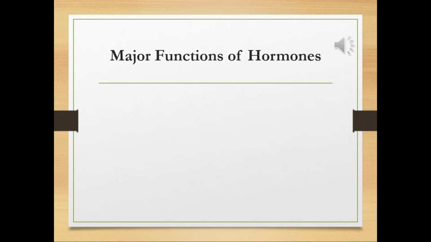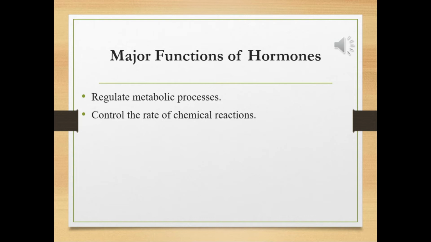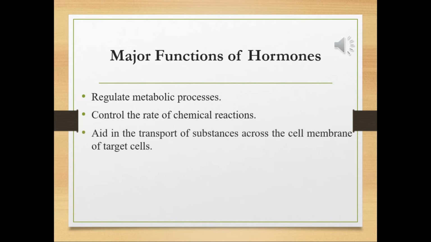So, what are the major functions of hormones? Number one, they regulate metabolic processes, for example, thyroid hormones. Hormones also control the rate of some chemical reactions. Now, what are these chemical reactions? Like bone growth and their enlargement. Similarly, growth of hairs and nails. So, growth hormones come in this category and control this function.